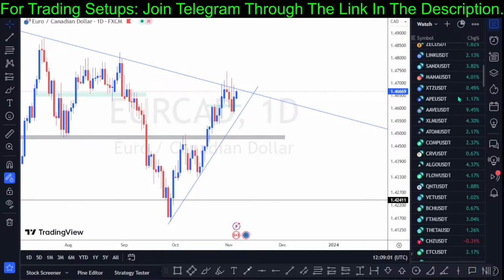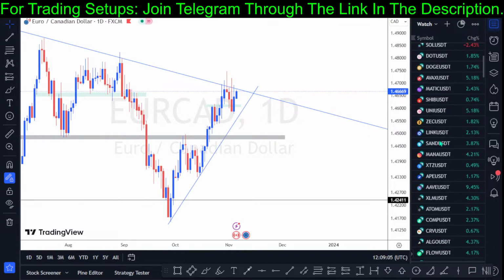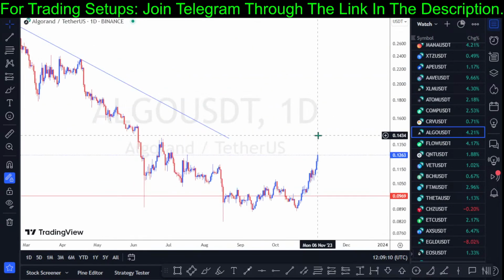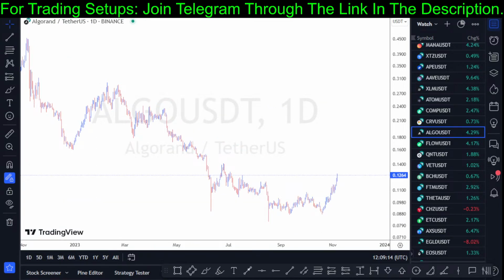Based on the cryptocurrency market, I have the Algo USDT. This is what we have on Algo. So I'm going to wipe out all this chart right here, because I already sent out this analysis to traders in my Telegram group. So if you are yet to get this setup, it means you are not active in the Telegram group, or maybe you haven't yet joined the Telegram group. So I have a setup on Algo.